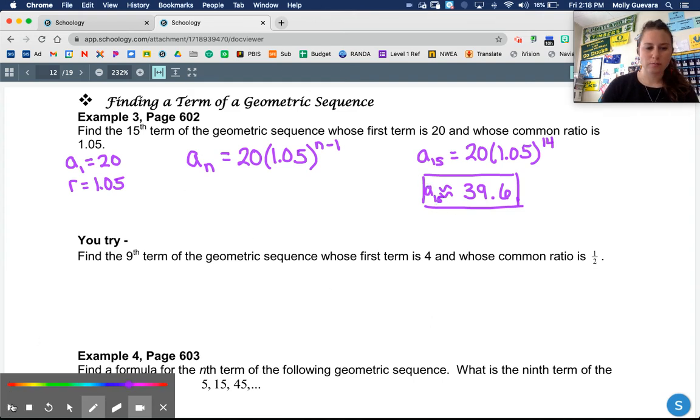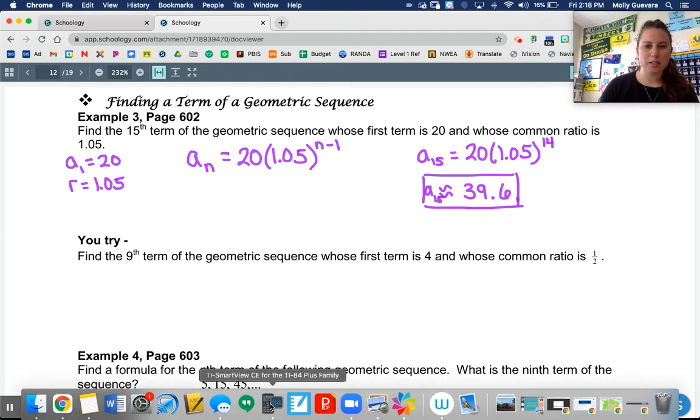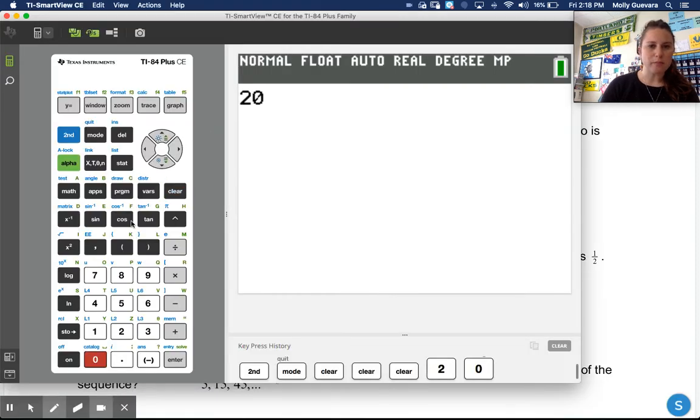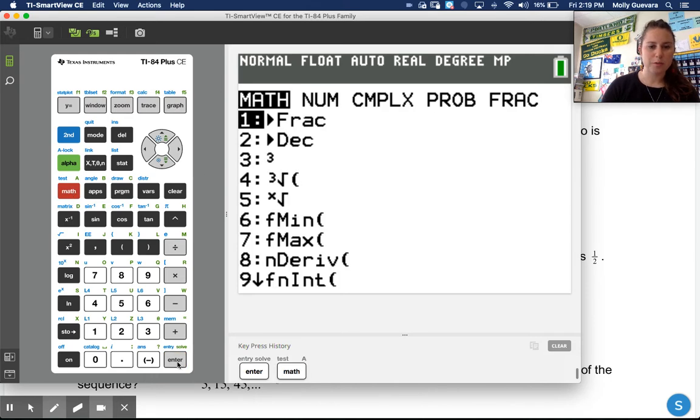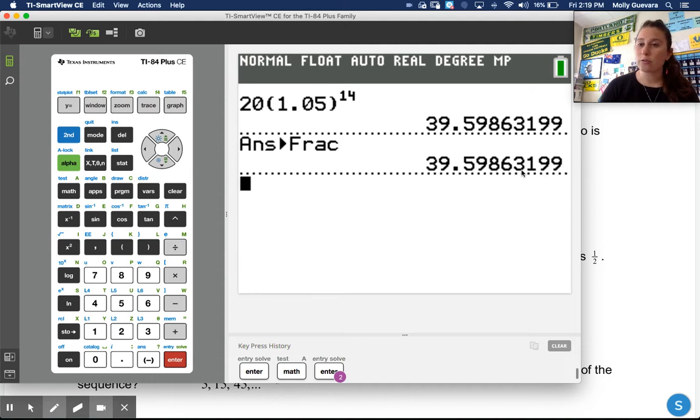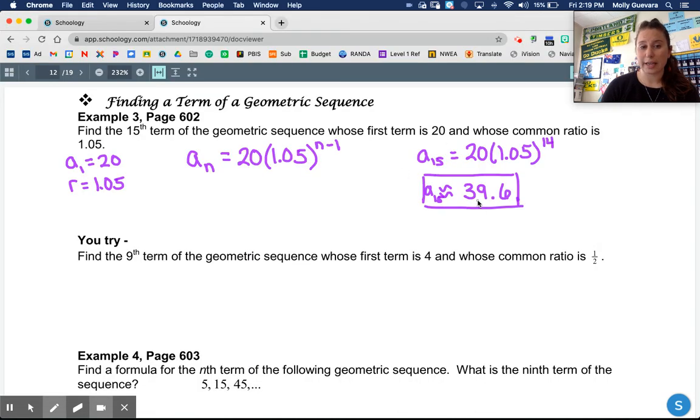Okay. So this is what I mean by checking to see if you can put it into your calculator. So I'm going to do 20 times 1.05 to the 14th. And that's how I get the 39.56. Now I'm going to go math, first option's fraction, and hit enter. Since it goes back to this decimal, that means that you can't write this as a fraction. So this is as close as we're going to get. However, if you can write it as a fraction, you should, because it's more exact. Decimals are an approximation versus a fraction is exact.